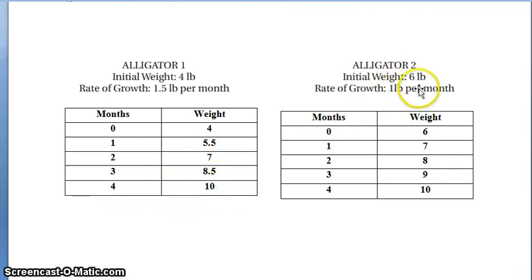The same thing goes with alligator 2. This alligator's rate of growth is 1, and he starts out at 6. So you increase by 1 every time. And again, at 4 months is 10 pounds. So that's where your two alligators will be the same.